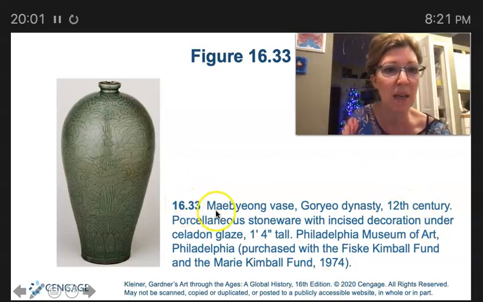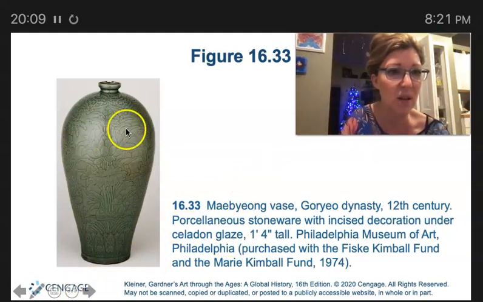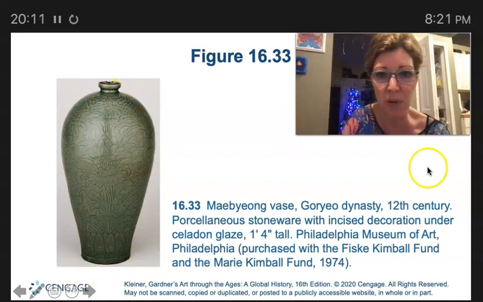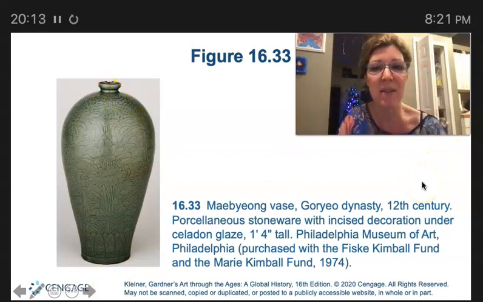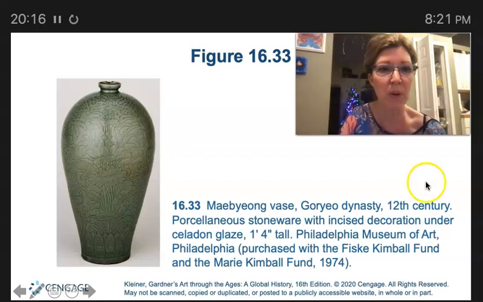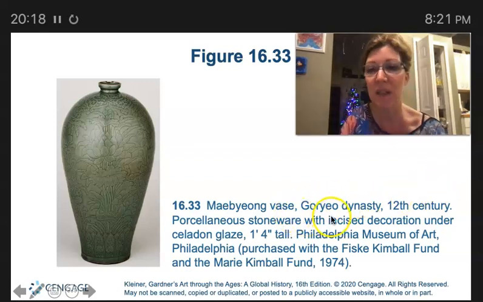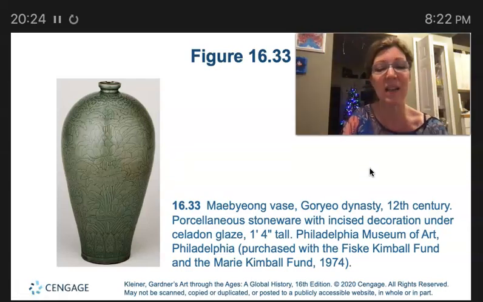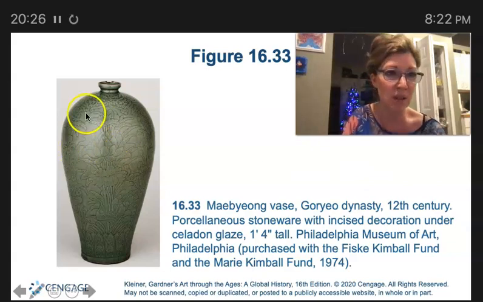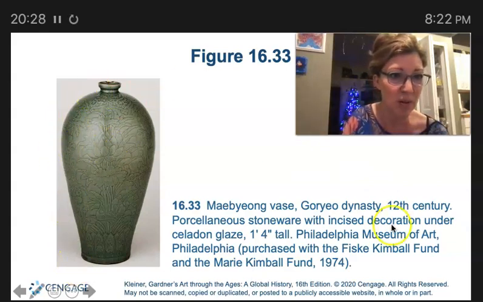Okay, this is Maebyeong vase. So this is Celadon glaze. So this is really important and notable. Impressive Celadon ceramics were produced during the Goryeo dynasty period. The 12th century Korean pottery that was recognized and highly sought after is the Celadon ware. So this one, really important.